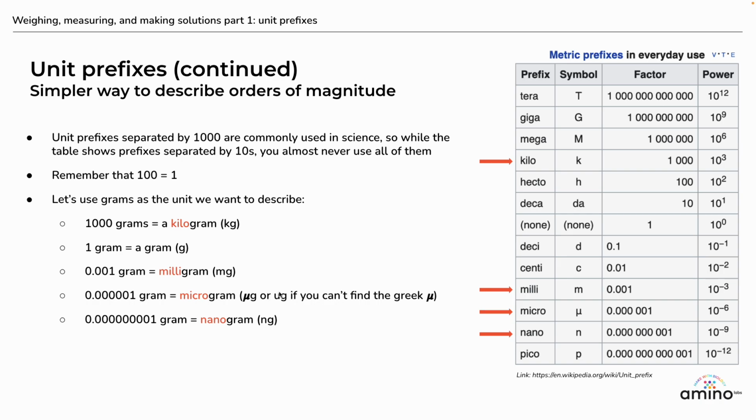Right? Specifically looking at the microgram here, you'll see the Greek mu is used to describe micro. However, if you can't find that, often a small lowercase u is used. Okay, so this is a small UG. And sometimes you'll also see an MCG on a label to describe what a microgram is. Okay, but if you can, try and use the Greek mu. That's the most scientific, and it's the common standard.